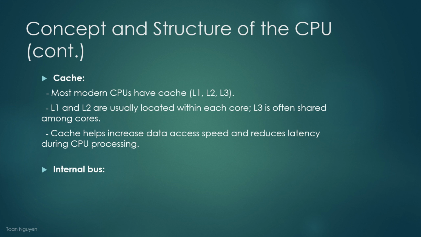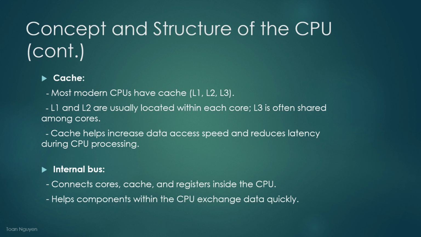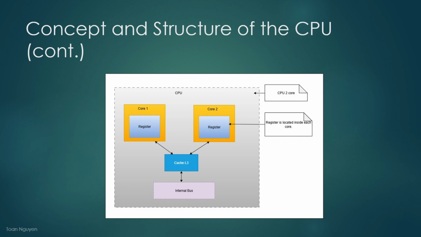Next is another component: the internal bus. The internal bus connects cores, caches, and registers inside the CPU. It allows CPU components to exchange data efficiently. Looking at the diagram makes this easier to understand.